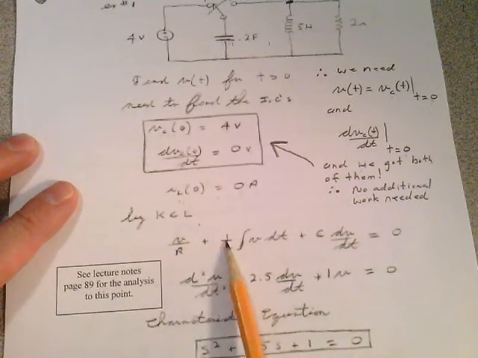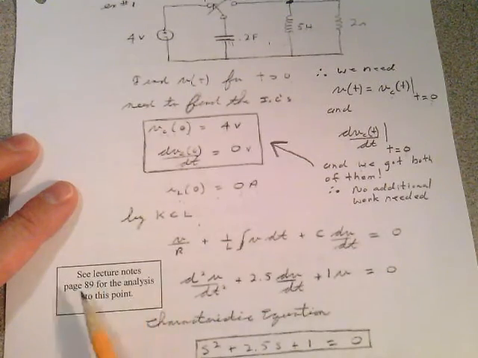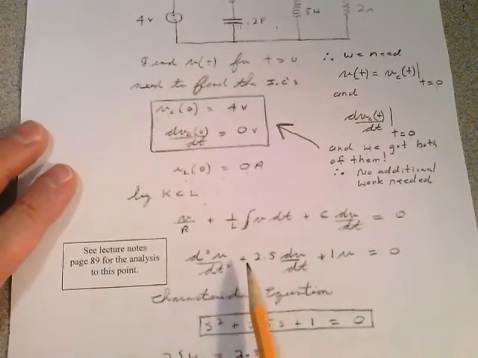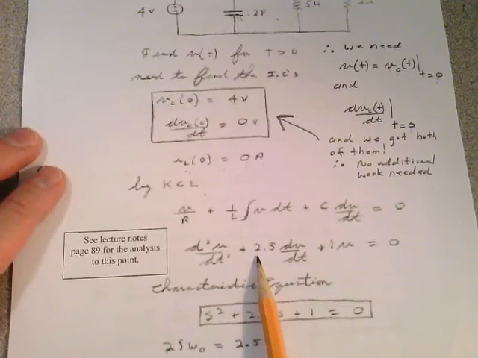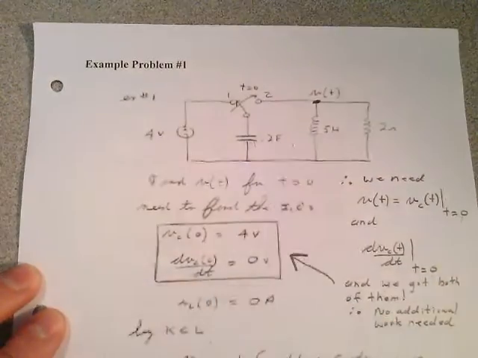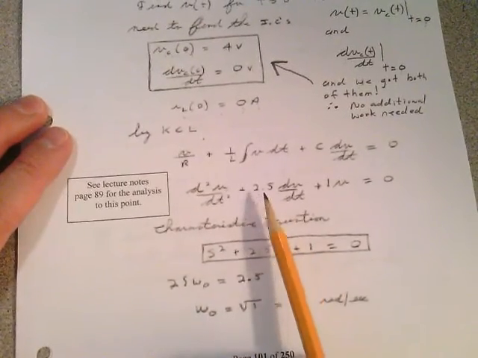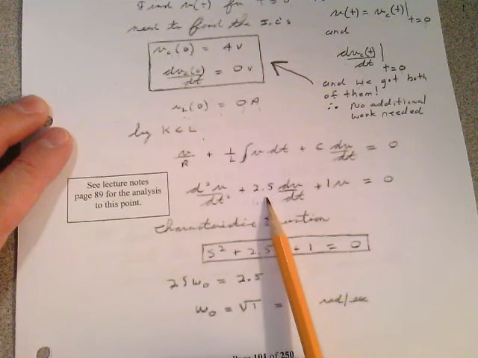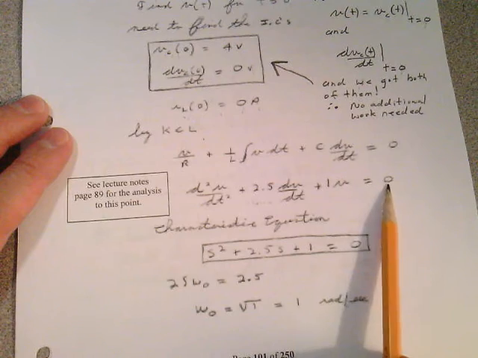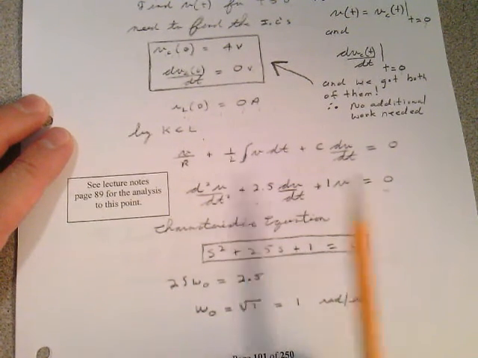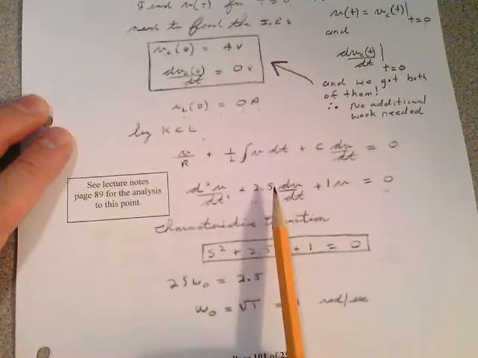If you don't see what's happening here, look at the lecture notes, page 89, for the analysis up to this point right here, because that's the circuit we had. So you end up with this differential equation, and we're going to solve the homogeneous equation equal to 0, because we're only interested in the transient here. The characteristic equation you can get from the differential equation.